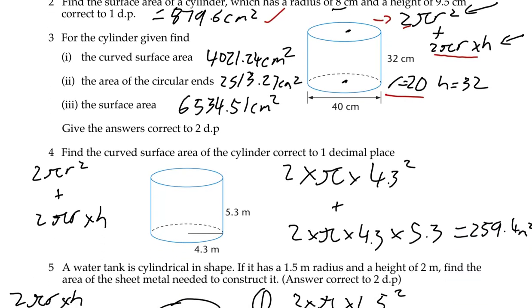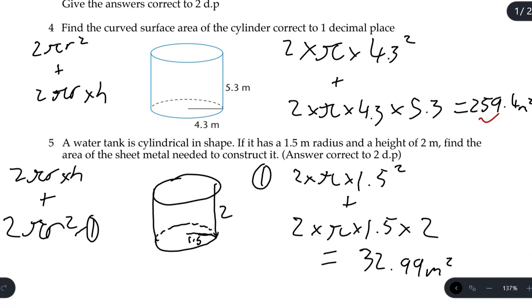For number 4, again, I've got my 2 circular faces. I've got my curved surface part, and then I've just inserted the numbers in. 2 times pi times r squared, which is 4.3 squared, plus 2 times pi times my radius times my height. And when you add those two things together, you should get 259.4 meters squared.